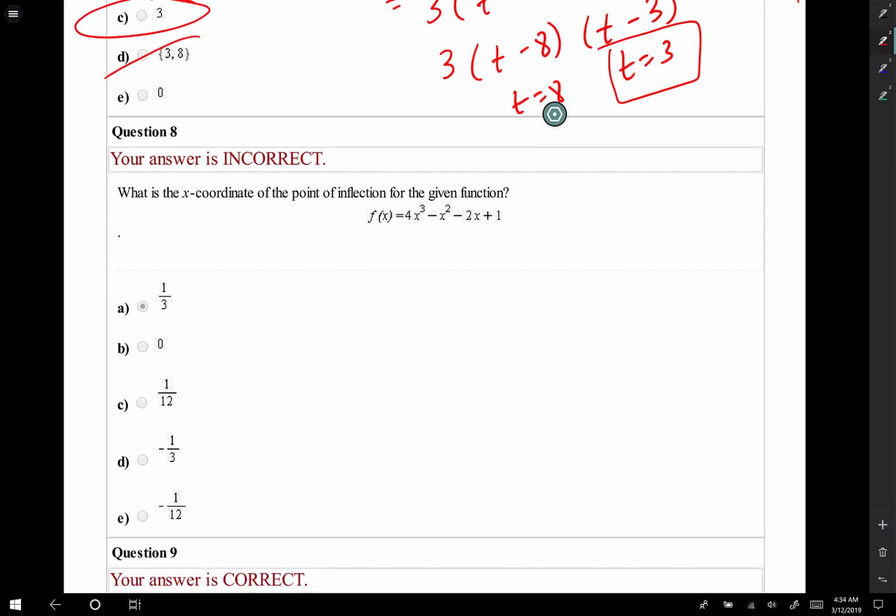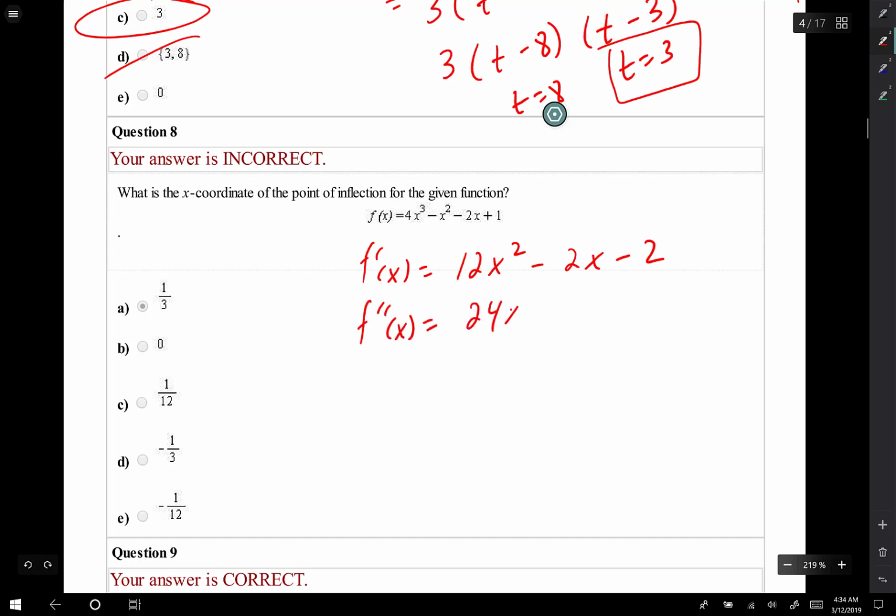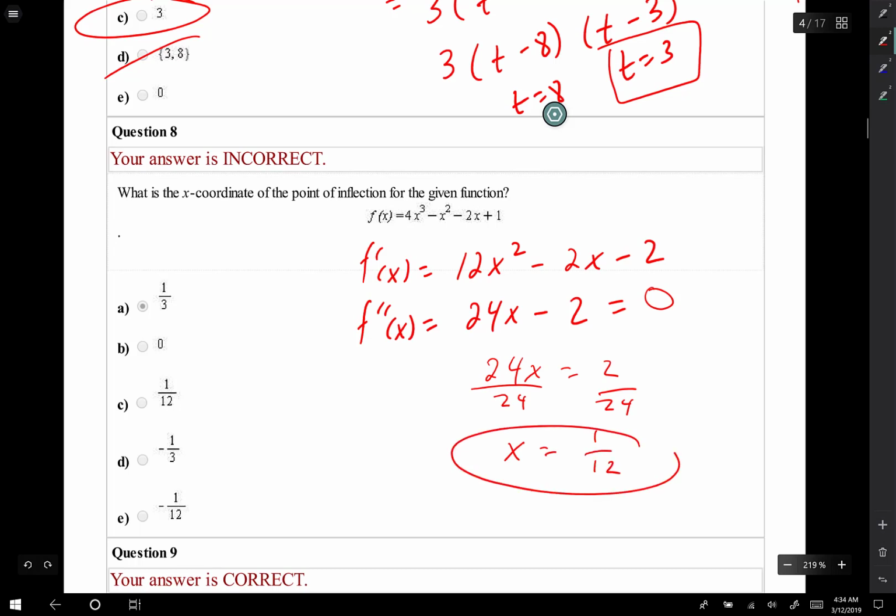So I'm going to write f prime of x equals 4 times 3 is 12, so 12x squared minus 2x minus 2. That's the first derivative. Take another derivative, so 24x minus 2. And that definitely changes signs. So what are the change signs? Well, just set it equal to 0. 24x equals 2, divided by 24, divided by 24. X equals 1 over 12. It changes signs at 1/12.